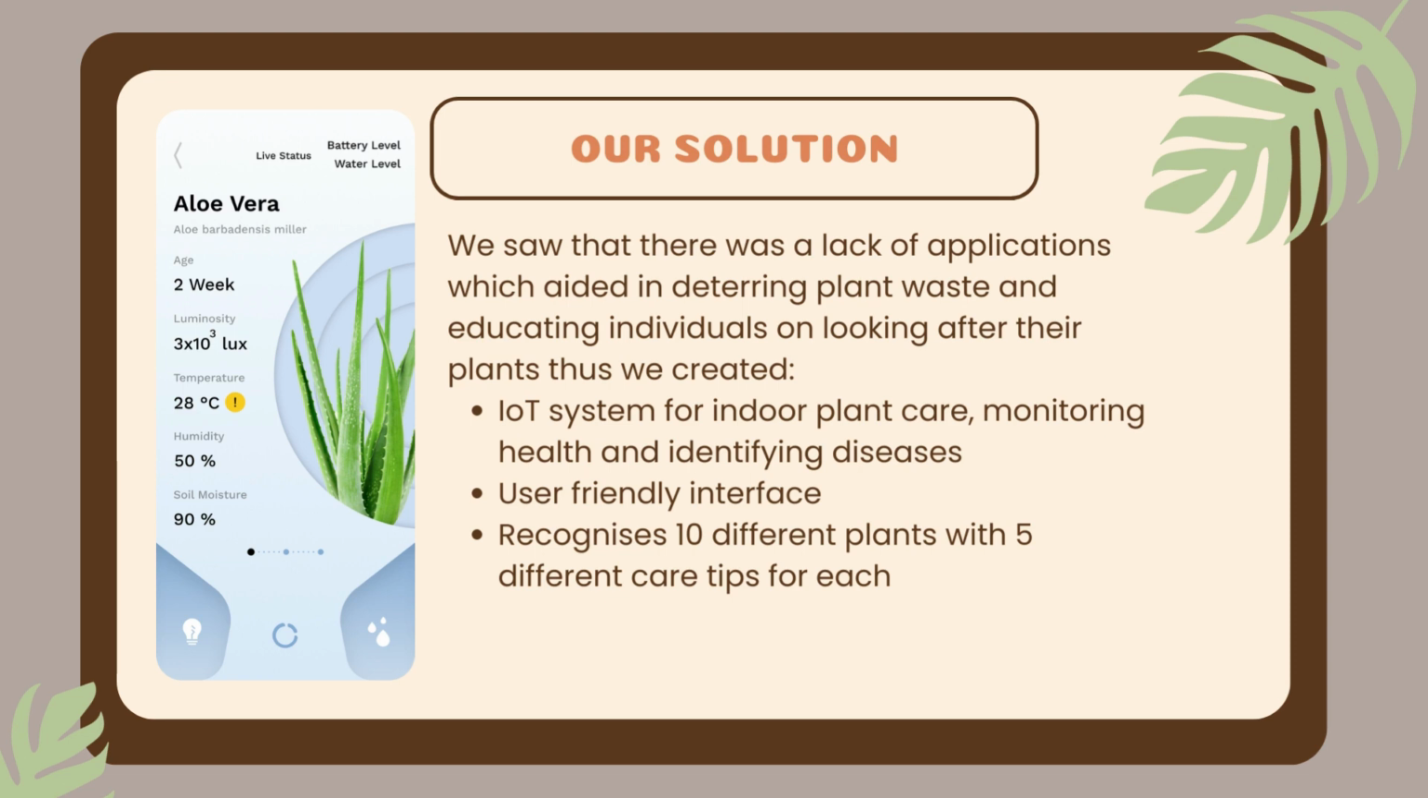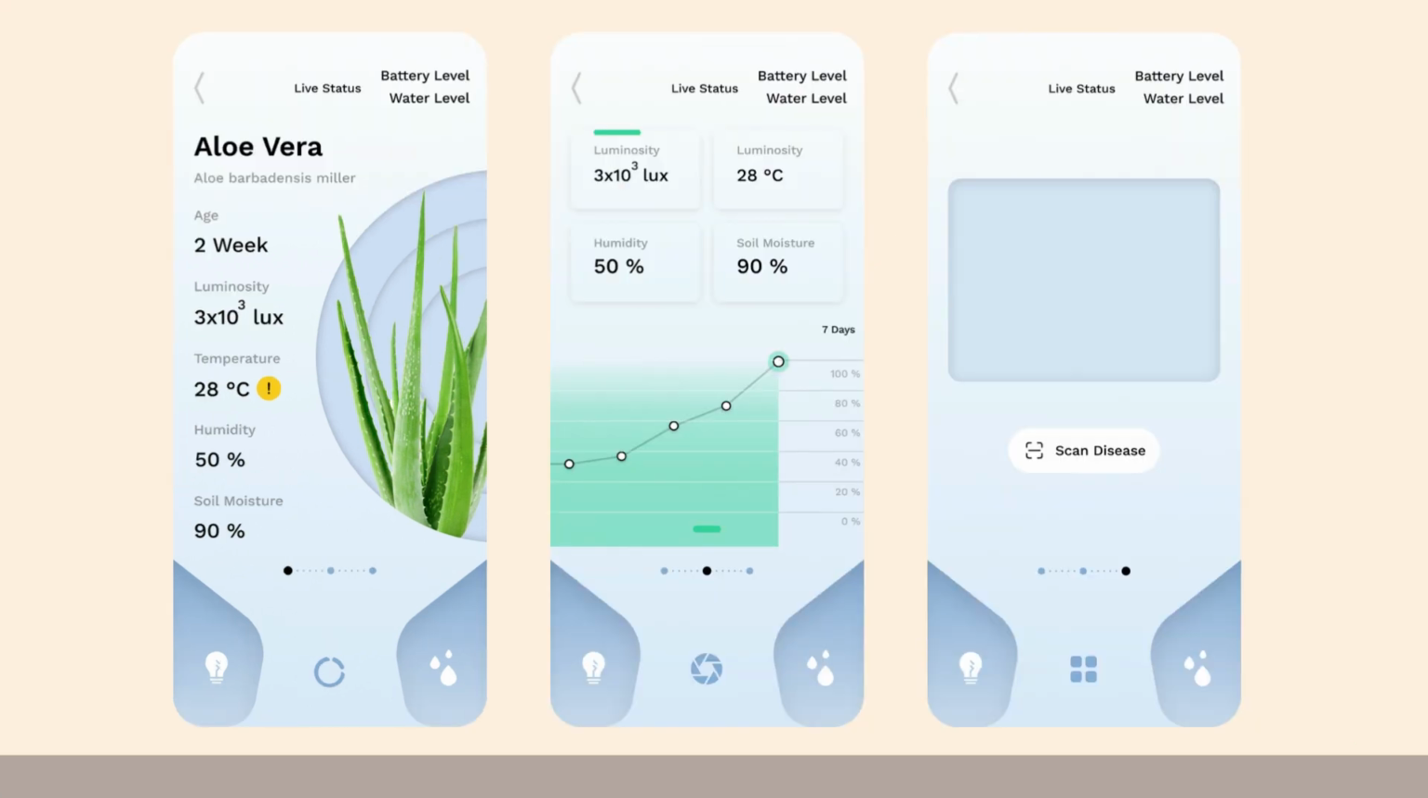Our solution: we saw that there was a lack of applications which aided in deterring plant waste and educating individuals on looking after their plants. Therefore, we created an IoT indoor plant care system monitoring health and identifying diseases. It's a user-friendly interface and recognizes 10 different plants with 5 different care tips for each.